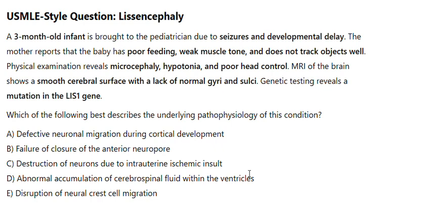A. Defective neuronal migration during cortical development. B. Failure of closure of the anterior neuropore. C. Destruction of neurons due to intrauterine ischemic insult. D. Abnormal accumulation of cerebrospinal fluid within the ventricles. E. Disruption of neural crest cell migration.